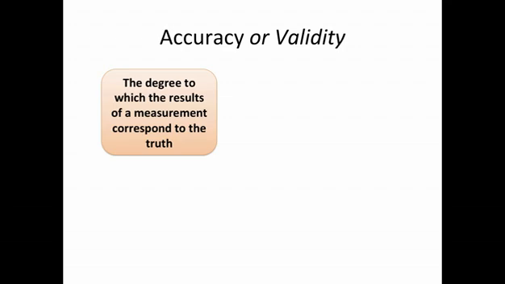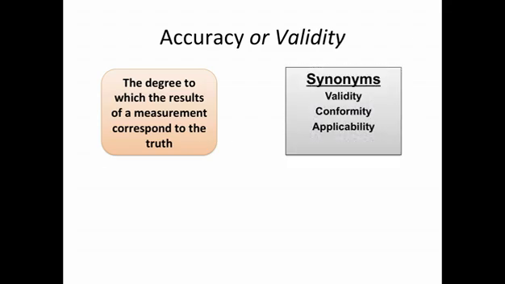Accuracy is more commonly known as validity. It is the degree to which the results of a measurement correspond to the truth. It is also referred to as conformity or applicability.